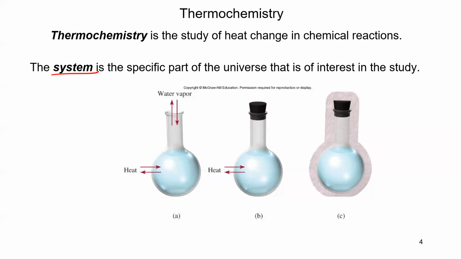And so a system can interact with its surroundings, the rest of the universe, in 3 different ways. In this first way, we call this an open system. As you can see, there's plenty of heat transfer in and out, and there's also mass transfer. We have mass transfer with the water vapor going in and out. We also have energy transfer with the heat being able to go in and out.